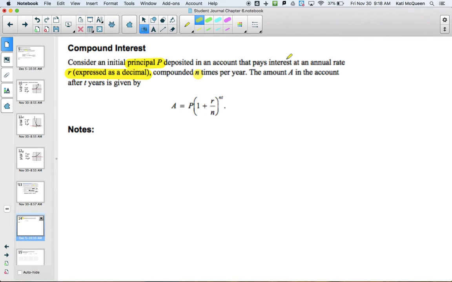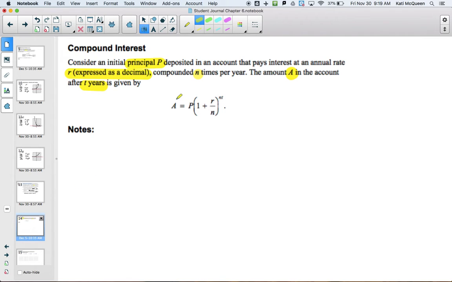N is also important to us, and that's how many times our interest is compounded per year. So that might mean that my account, they only give me my interest once a year, or maybe they do it twice a year. The most common is monthly, or 12 times a year. And that tells us about A, which is the amount after a certain number of years. So something we might see is I deposit $500. I get 5% interest compounded monthly.